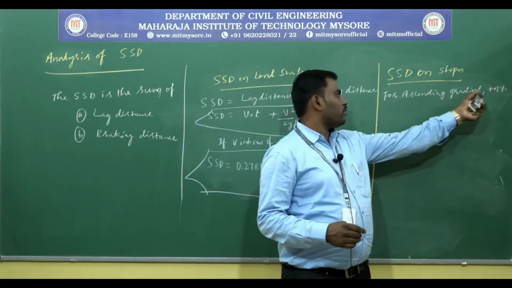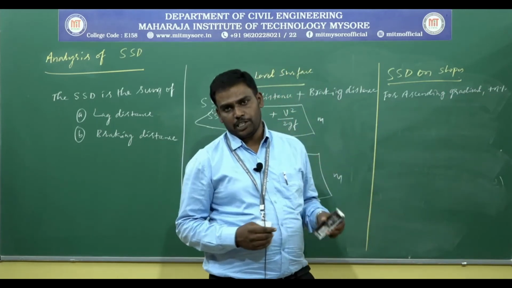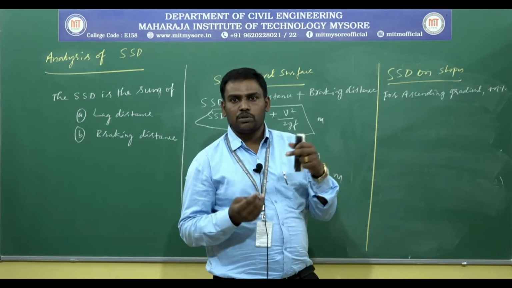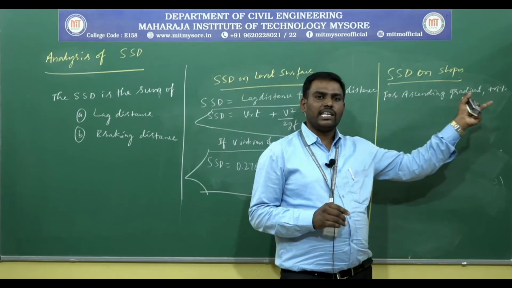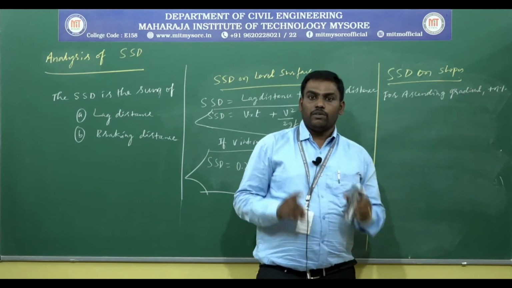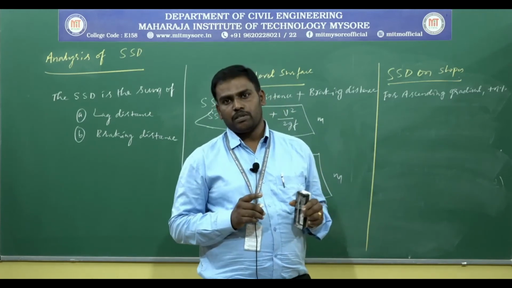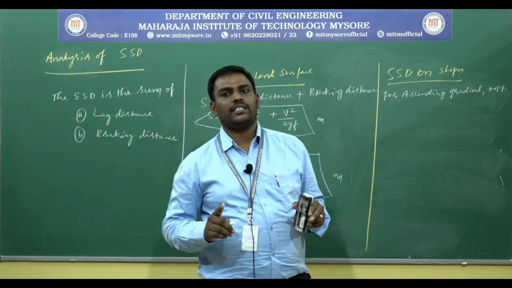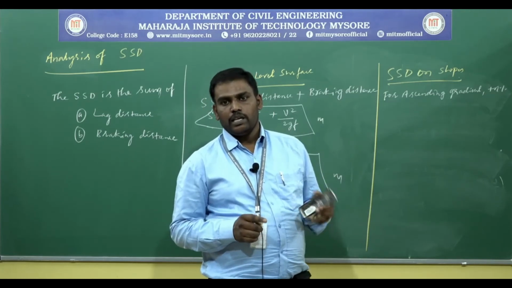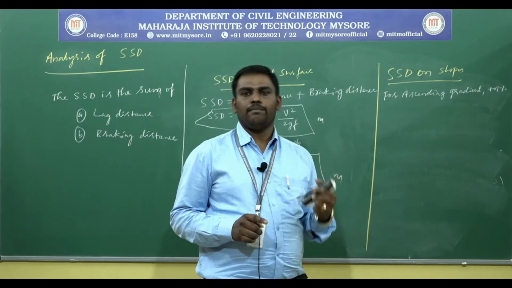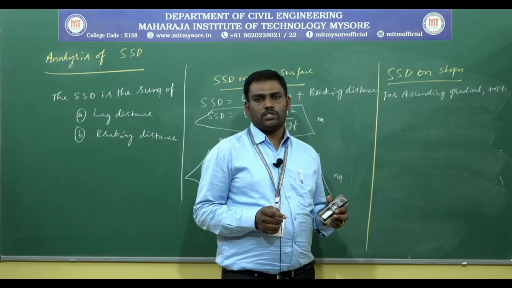So suppose the stretch has an ascending gradient of n%. For the ascending gradient you have to use the positive sign and for the descending gradient you have to use the negative sign. You must know that for slopes there is no change in the lag distance, only a change in the braking distance. The lag distance will be the same for the level road surface and at slopes.